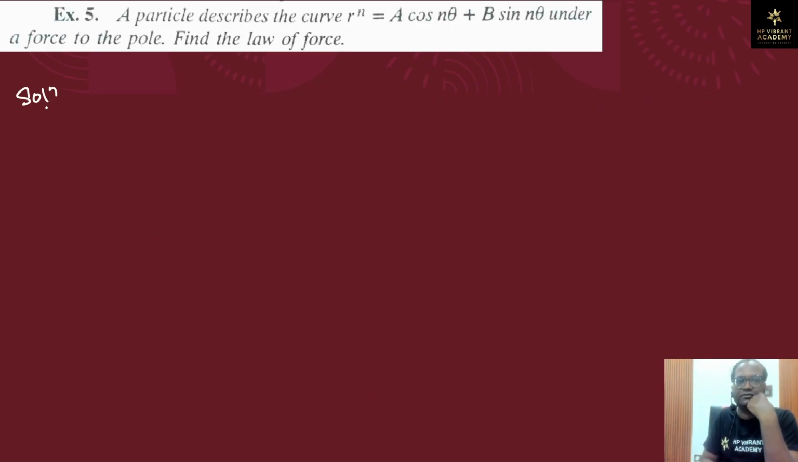So let us discuss question number 5. How can we solve this? A particle describes a curve r to the power n is equal to a cos of n theta plus b sin n theta under the force to the pole. Find the law of force.